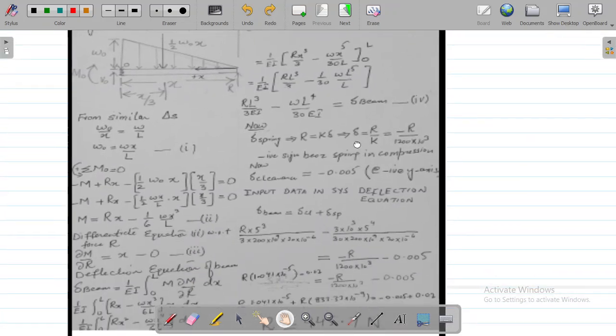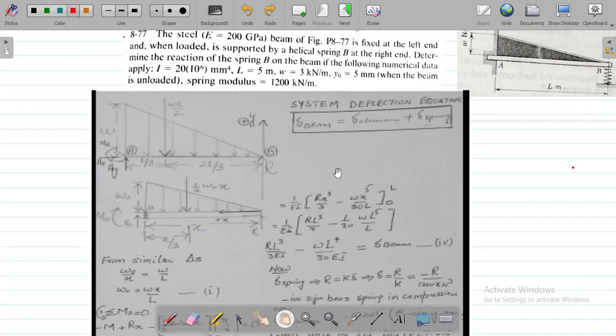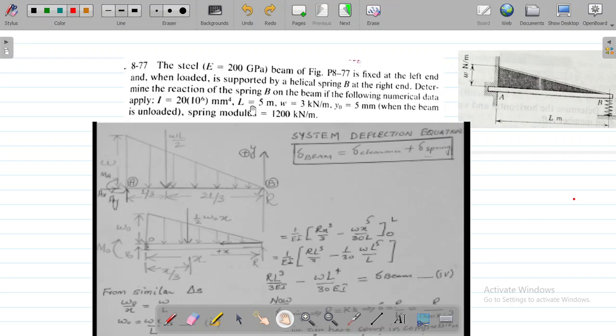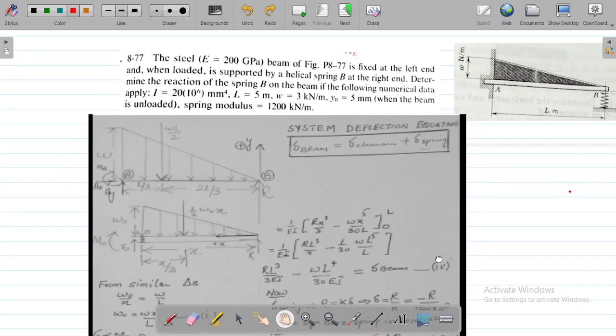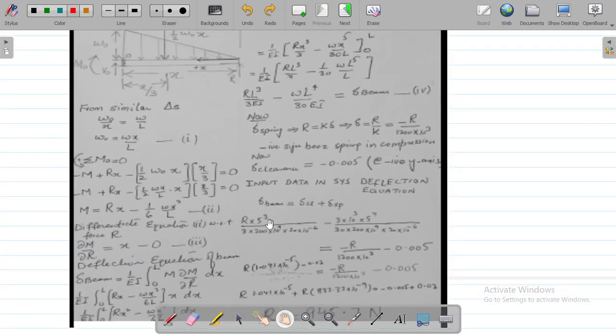So when we put it, we get beam deflection equals R into, now we put all the numerical values which have been provided to us, I, L, omega, y naught, all these values, and E in the main system deflection equation. So when we put it, we get R into 5 cube over 3 into 200 gigapascal into I. This I has been converted to meters, 20 into 10 to the minus 6 meter 4, minus what we have got, omega L to the power 4, so 3 into 10 to the power 3 into 5 to the power 4 divided by 30 E, 210 to the 9 into 20 into 10 to the minus 6.